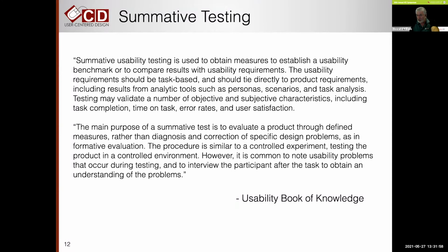So it says the procedure is similar to a controlled experiment. In actuality, it is a controlled experiment. And so this term that they use, summative testing, is the equivalent of quantitative research. The term summative I don't tend to use because it has a very different meaning in education.